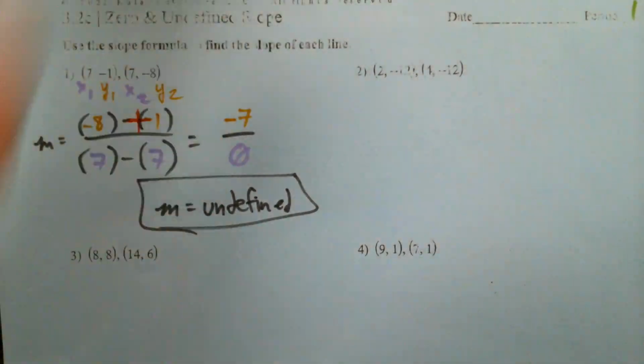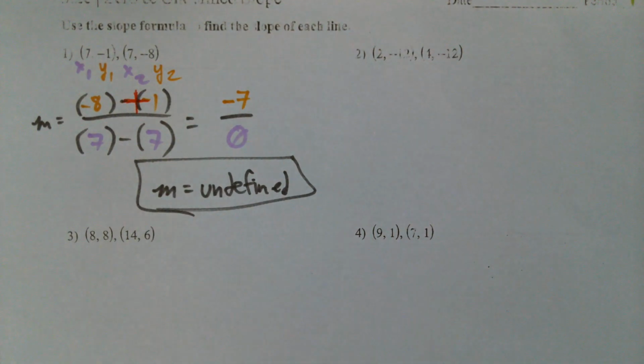We did number 1 yesterday. There it is. We found that we had a slope of undefined because our denominator was 0, right? Are there any questions on the front specifically here that you would like to see gone over? Anything that gave you trouble or you were a little confused about?